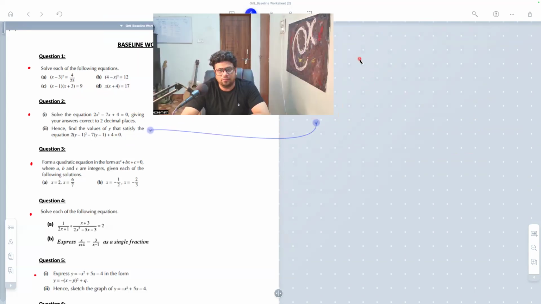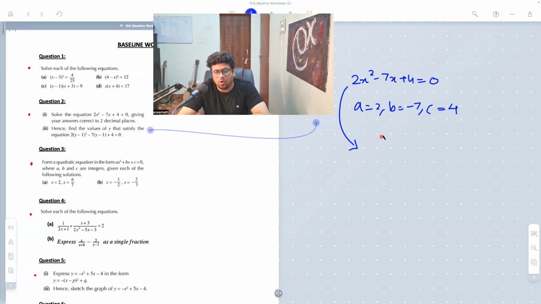2x squared minus 7x plus 4 equals 0. Now, here A is 2, B is minus 7, and C is 4. You can actually split the middle term also. When you know A is 2, B is minus 7, C is 4, you can use the quadratic formula.